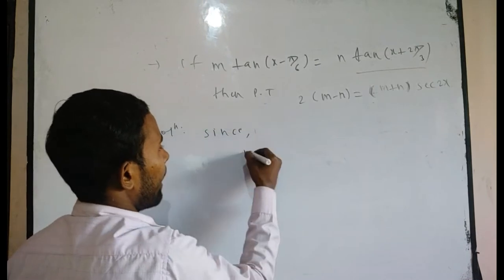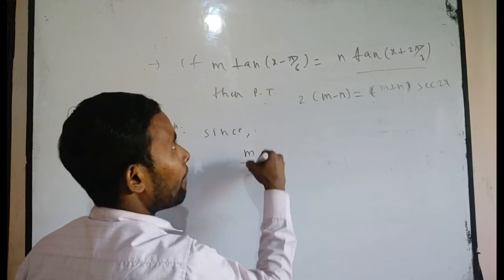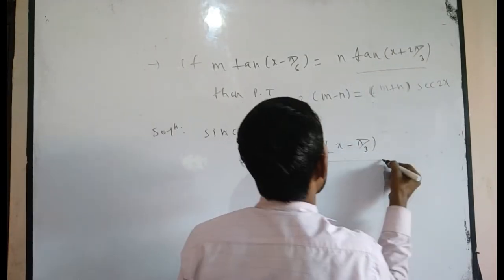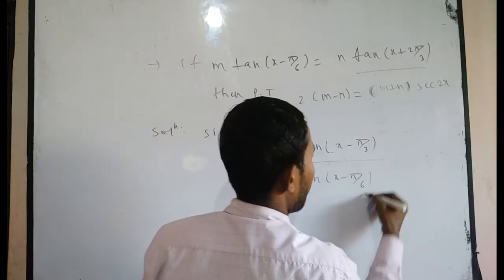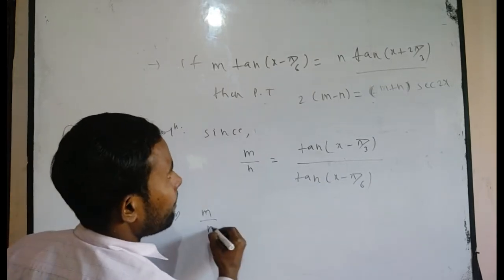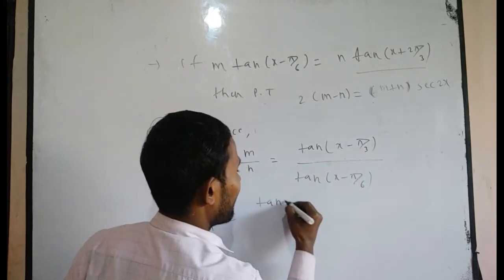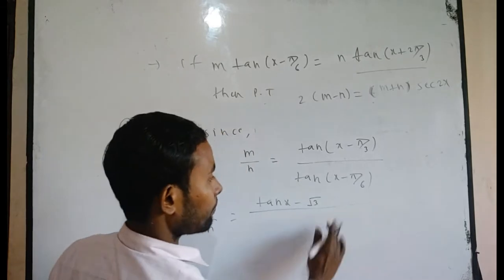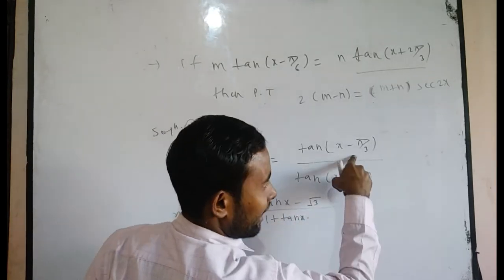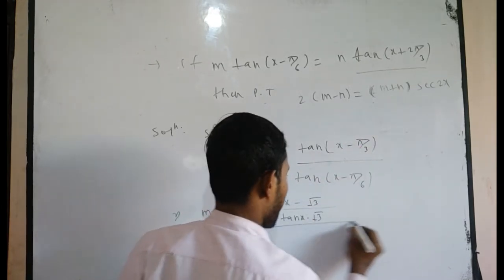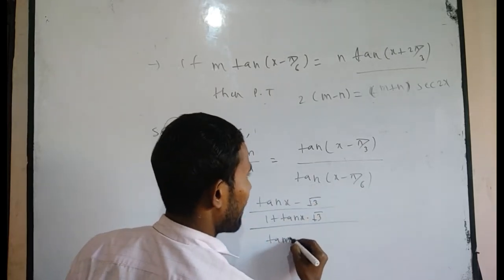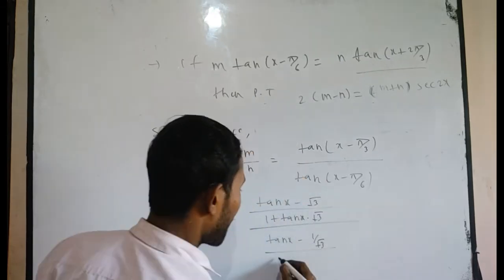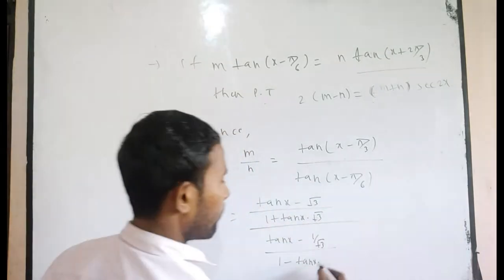Since m by n, if you take n into the LHS, can you write m by n is equal to tan of x plus 2 pi by 3, can you write it, tan of x minus pi by 3, divided by, in the denominator, can you write tan of x minus pi by 6. Now that implies that m by n is equal to, if you write its formula, tan a minus tan b, that means tan pi by 3, that will be root 3, divided by 1 plus tan a into tan b, that means root 3 divided by tan a minus b, and here again you have to write tan a minus tan b, that means tan pi by 6, that will be 1 upon root 3, divided by 1 minus tan a into tan pi by 6, that means 1 upon root 3.